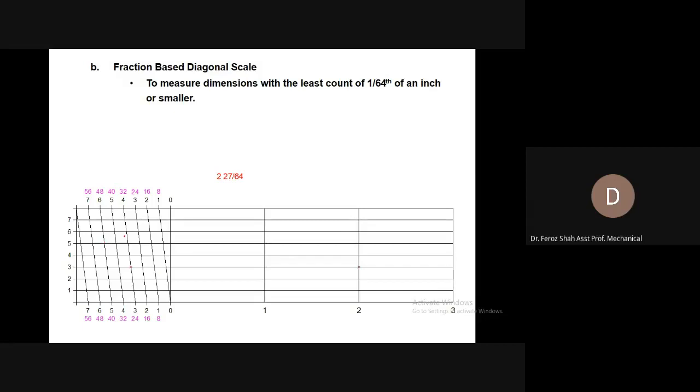To hold 27 by 64: 27, as the third division is 24, then 25, 26, 27. So from here to here is 27 by 64, and add the whole 2 with it. So from here to here, a total of 2 whole 27 by 64, and you can take this measurement with the help of the compass.